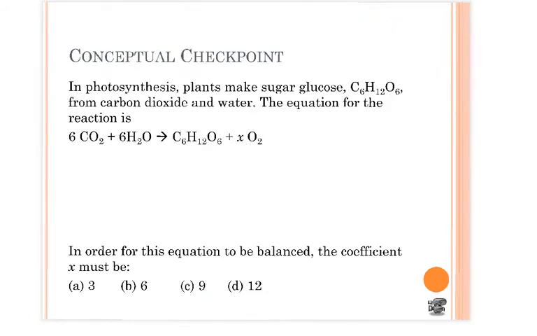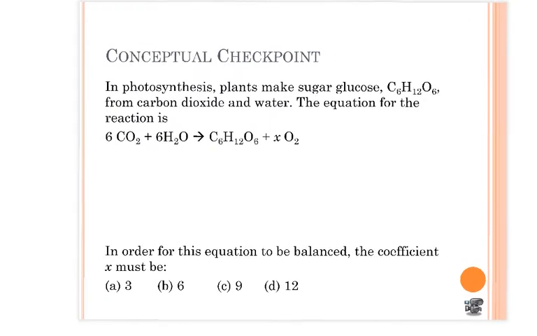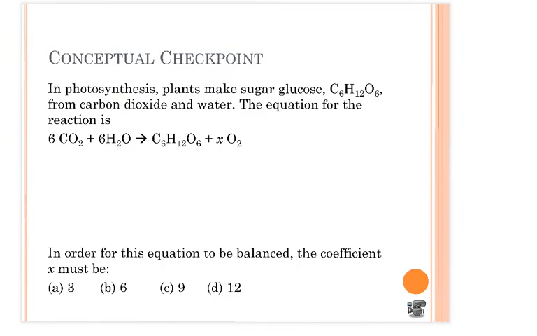Let us do a conceptual checkpoint just to make sure we understand what a chemical equation is and what all the numbers represent. In photosynthesis, plants make sugar, glucose, which has the formula C6H12O6, and they make this from carbon dioxide and water. The equation for the reaction is as follows. So in order for the reaction to be balanced, the coefficient X must be what? And we have these choices.